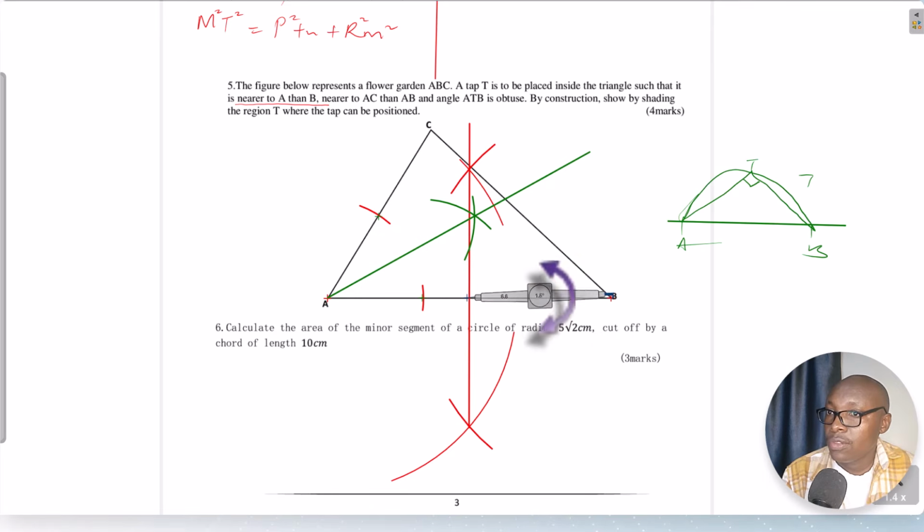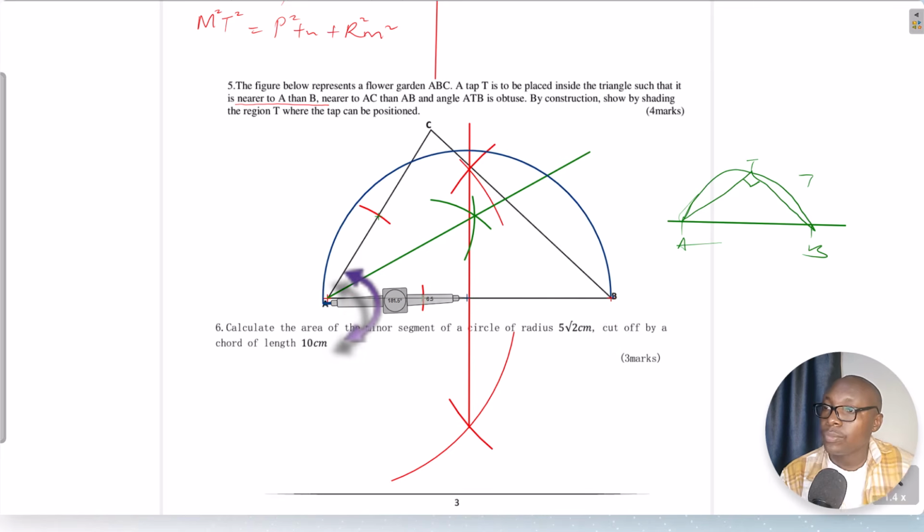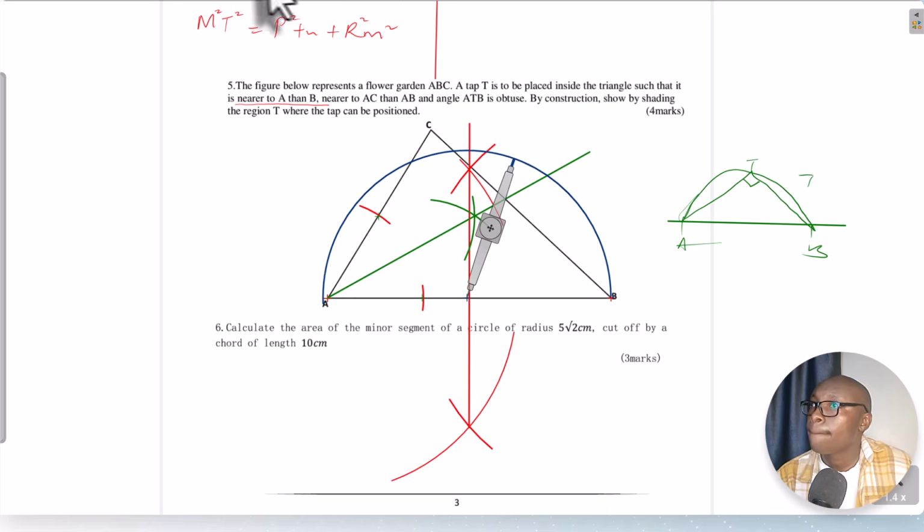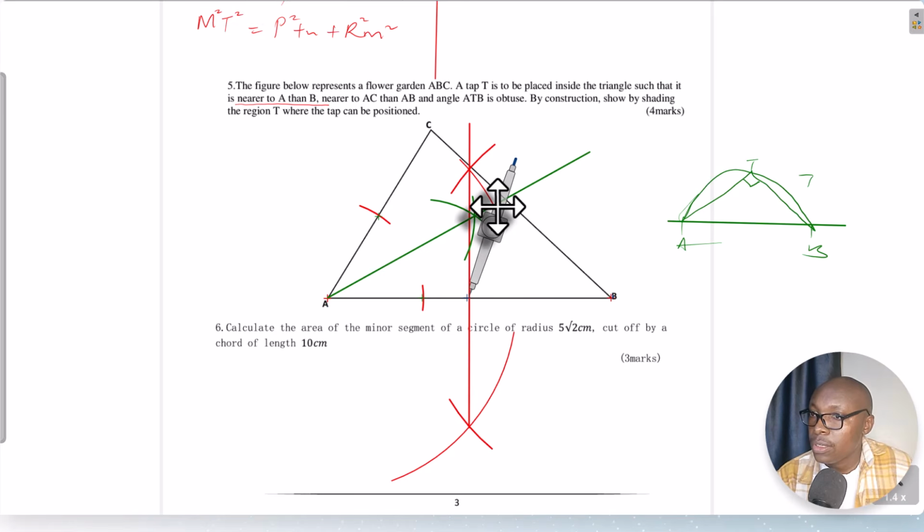This one is not very clear, so I need to reduce it a little bit. It's supposed to be around there, like that. I don't know why it's not coming out very clearly. The center is not okay.